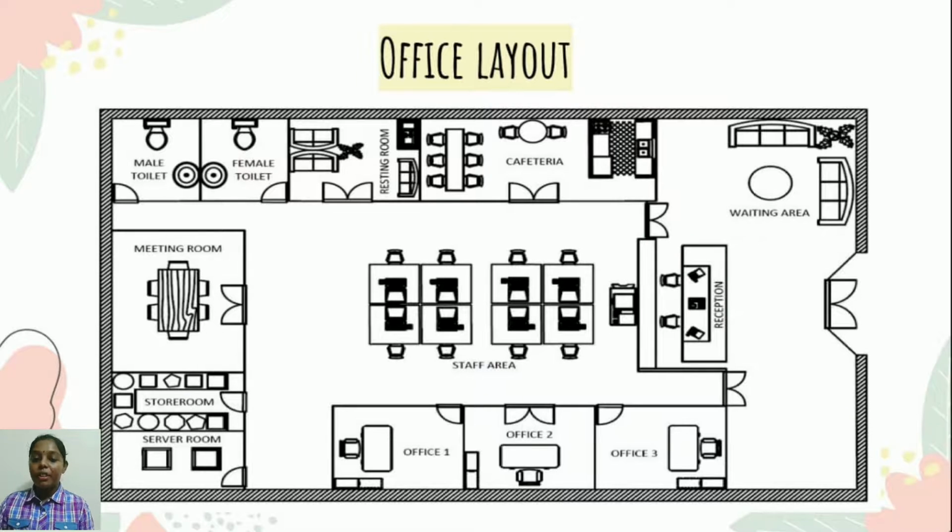This is our LaFail Company layout. LaFail Company considers that small business operators who invest time and effort in visiting and using services deserve to be treated as welcome guests. For example, it provides hospitality like male and female toilets, resting room, cafeteria, waiting area, meeting room, storeroom, server room, staff area, reception counter and office 1, office 2 and office 3. The main purpose of the office layout in LaFail Company is that an effective office layout ensures a smooth flow of work. It helps to manage, monitor and supervise the activities of the staff.